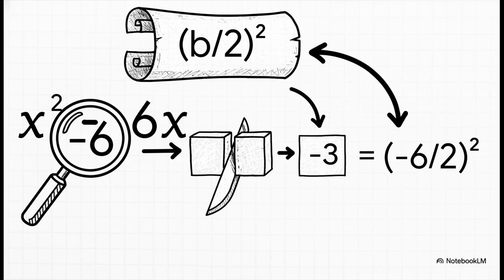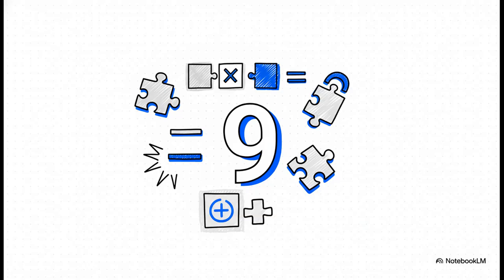Following our formula, we take that negative 6 and divide it by 2. That gives us negative 3. Then, we complete the last part of the formula. We square that result. So, negative 3 squared. Now, be very careful here. This is a common place for a small error. A negative number times a negative number results in a positive.